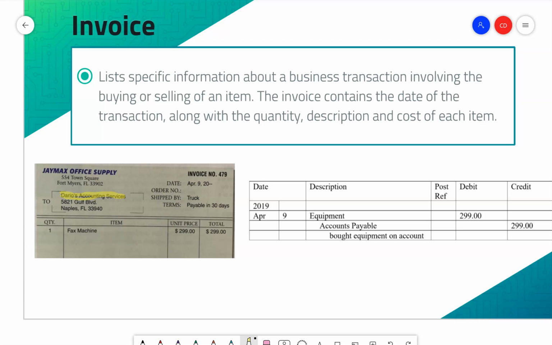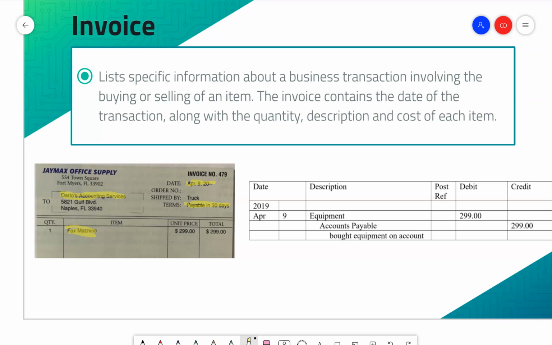We are receiving it from J Max Office Supply on the date of April 9th. It is payable in 30 days. This means that we did not pay cash, so that's a big hint to you that cash is not involved in this transaction. And we received a fax machine. So this transaction will look as you see here.